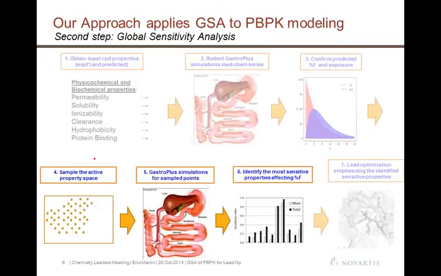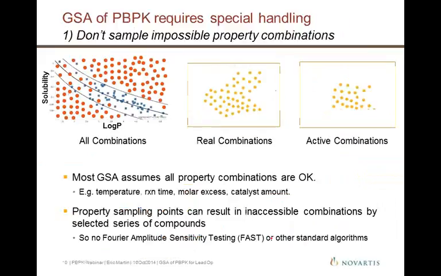So the next step then is to identify and sample the property space available to active members of this Medchem series, run the GastroPlus simulations on enough combinations to sample that space and identify the most sensitive properties. There are some complications in running global sensitivity analysis on chemicals because global sensitivity analysis is a well-established method, but most typically it assumes that all combinations of input properties are going to be valid.